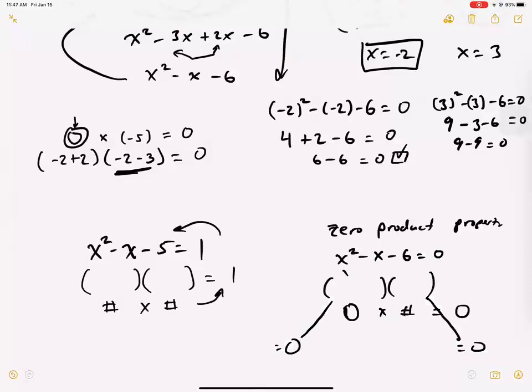Now, is every problem factorable? No. So we're only dealing with factorable problems in this first case. In the first 2 weeks, 3 weeks, we're only dealing with polynomials that we know will be factorable.